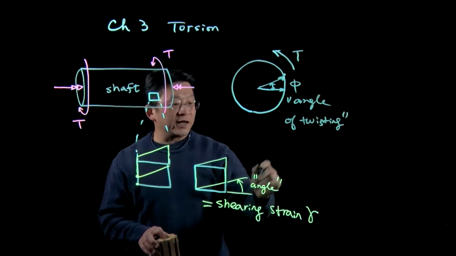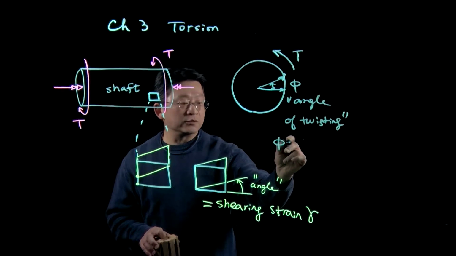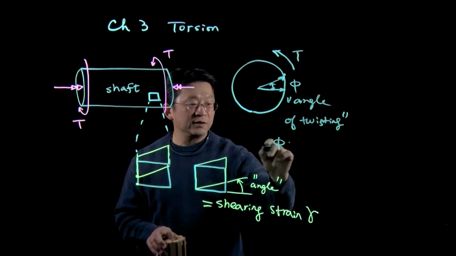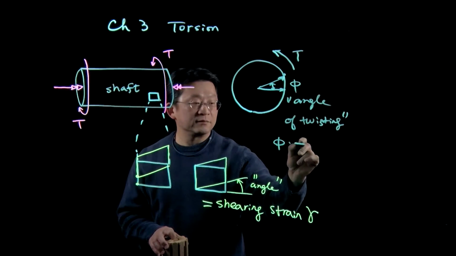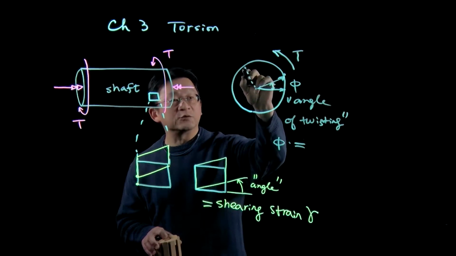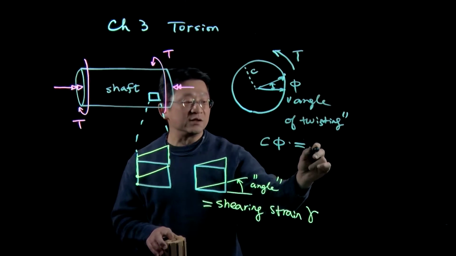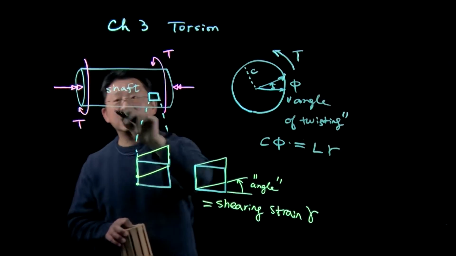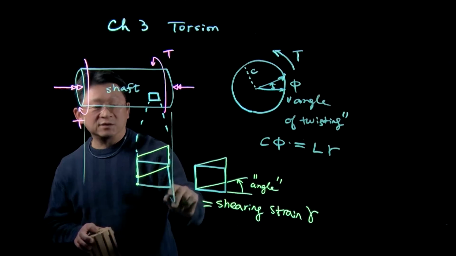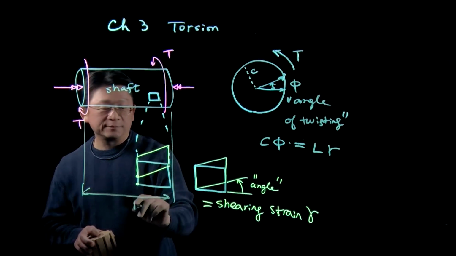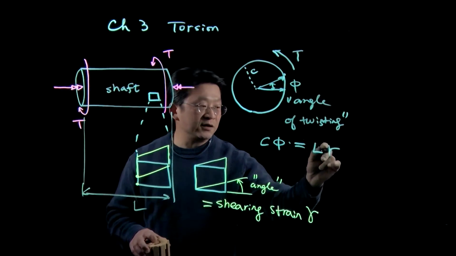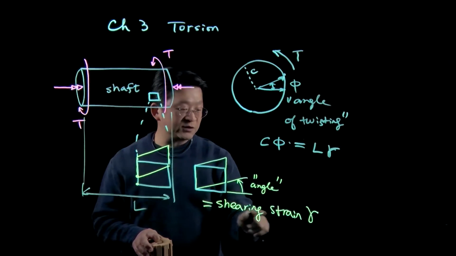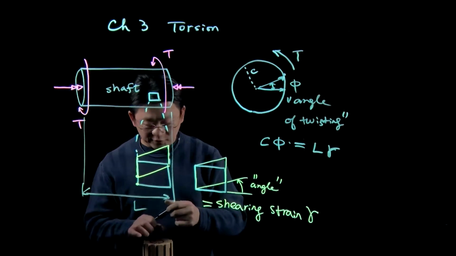And we can relate phi equal to the shear strength by this. Let me say the radius is equal to c. c phi equals L gamma. L is the length of the shaft here. So here we are able to relate the strength to the angle of twist.